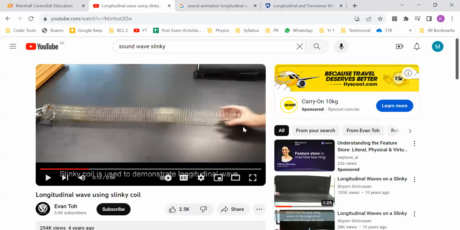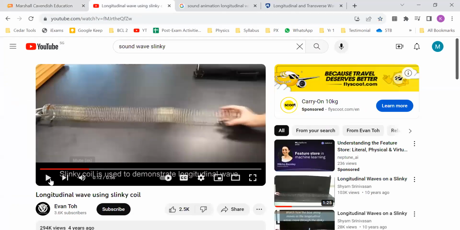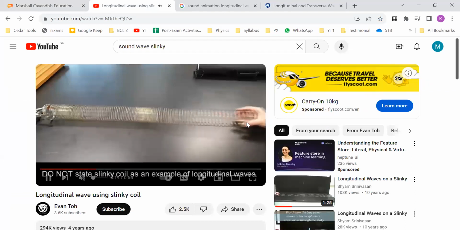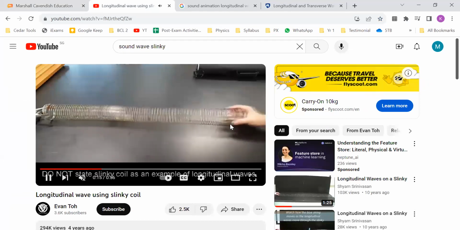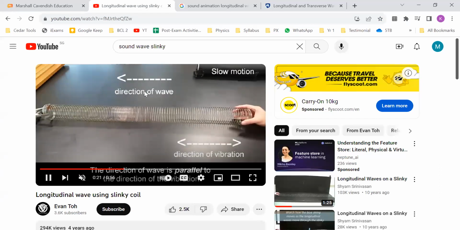So this is a slinky. The hand in this case is equivalent to the wave generator in your textbook. So instead of a wave generator, I have a hand. You can see that the wave generator just moves back and forth. This is the direction of vibration of the wave generator, or the hand, and this is the direction of the wave.